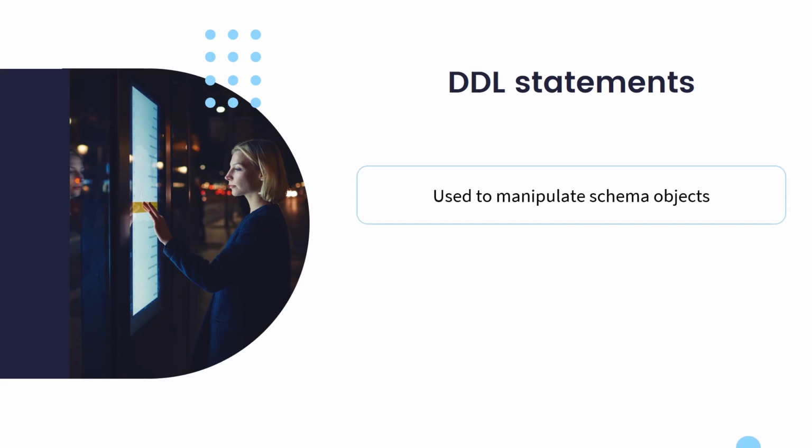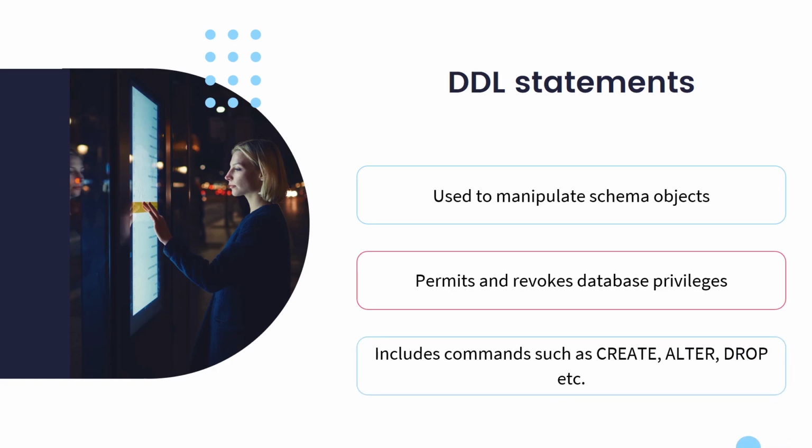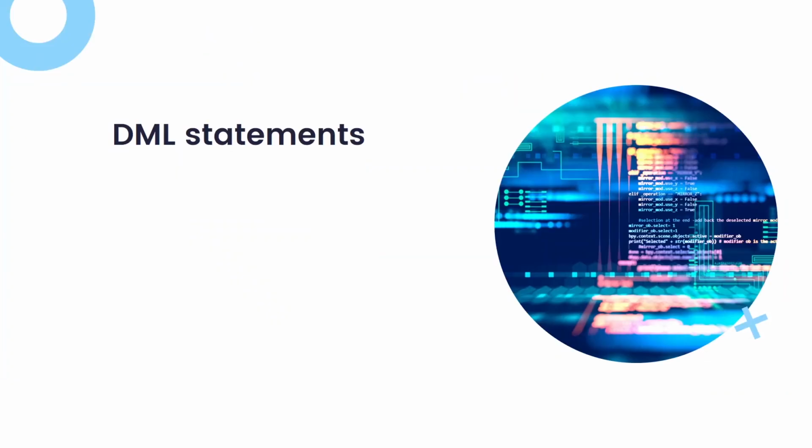DDL statements are used to manipulate schema objects, and schema objects include objects which are better known as views as well as tables, for example. DDL statements also permit and revoke database privileges. For example, if you have several users with specific access to a database at specific levels, you could easily revoke or grant users access. And then lastly, DDL statements include commands such as the create, alter, as well as the drop statement. Next, we have DML statements.